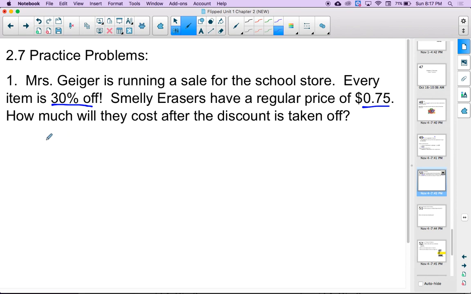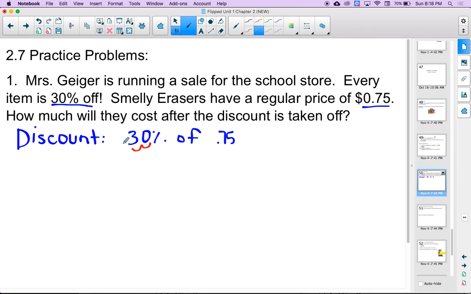So just like in 2.6, we want to be extremely organized for these problems. The first thing I want to do is I want to find the discount amount. That's the amount that we find after we find 30% of 75 cents. Okay, so the discount is 30% of the original price, which is 75 cents. We are going to change our percent to a decimal, so that becomes 3/10. We're going to take 3/10 times 75/100. So I'll show that math over here.